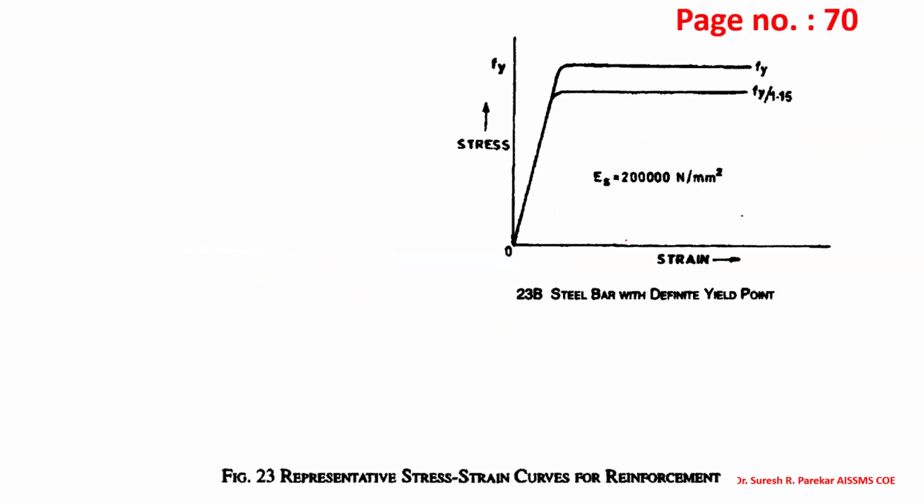Then we have page number 70. Just as I mentioned, we have strain on the x-axis and stress on the y-axis. Here we have a definite yield point, and therefore we can directly write Fy upon 1.15, and that will be our stress for mild steel, 0.87 Fy. I think that is 217.5, let me check. 0.87 into 250, yes, 217.5. And this is constant because we have a definite yield point in the case of mild steel.